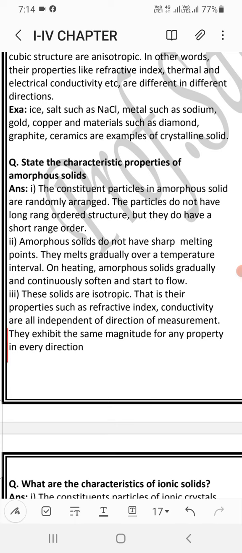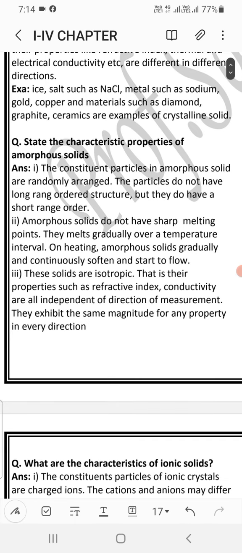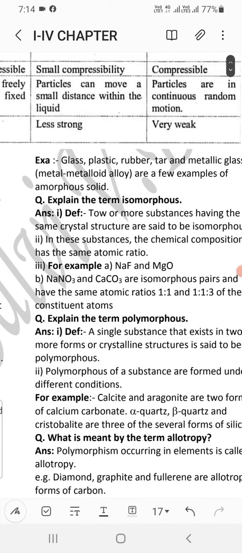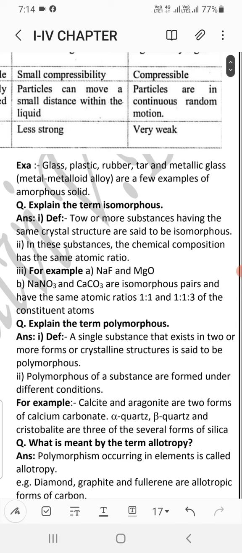They melt gradually over a temperature range. Amorphous solid: these solids are isotropic, that is, their properties such as refractive index and conductivity are all independent of the direction of measurement. They exhibit the same magnitude for any property in every direction. For example, amorphous solids include glass, plastic, rubber, tar, and metallic glass, that is, metal-metalloid alloy. Metallic glass means metal-metalloid alloy are a few examples of amorphous solid.